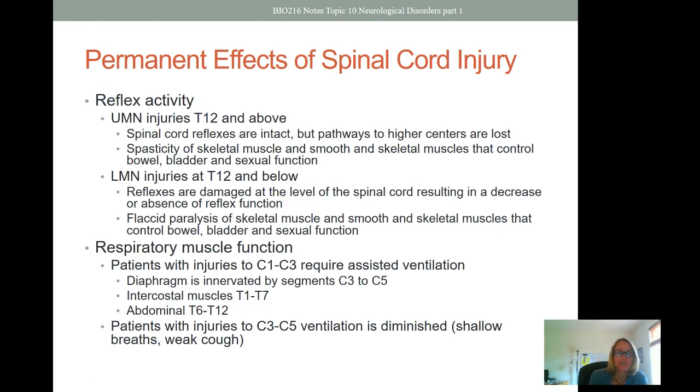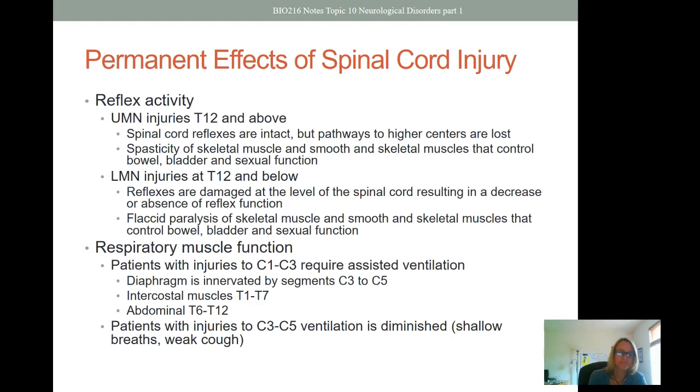If we're talking about below T12, then we're just affecting lower motor neurons. And this is going to cause reflexes to be damaged at the level of the spinal cord, resulting in a decrease or absence of reflex function. So here we're going to get flaccid paralysis of skeletal muscle and of the smooth and skeletal muscles that control bowel, bladder, and sexual function.